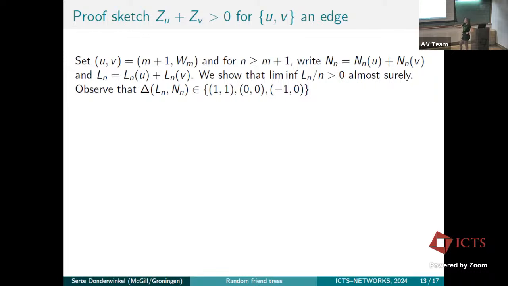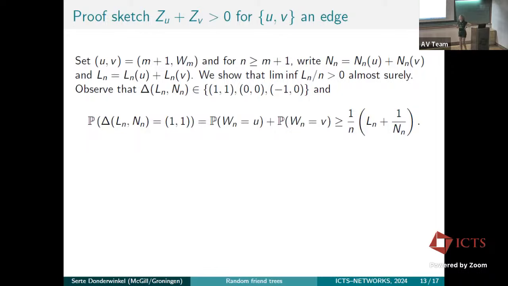Either the new vertex attaches to either u or v, in which case we get both a new neighbor and a new leaf neighbor. So we increase by (1,1). Or it attaches somewhere else completely, and nothing happens. Or one of our leaf neighbors grows its degree and stops being a leaf neighbor. So the number of leaf neighbors decreases and the number of neighbors stays the same.